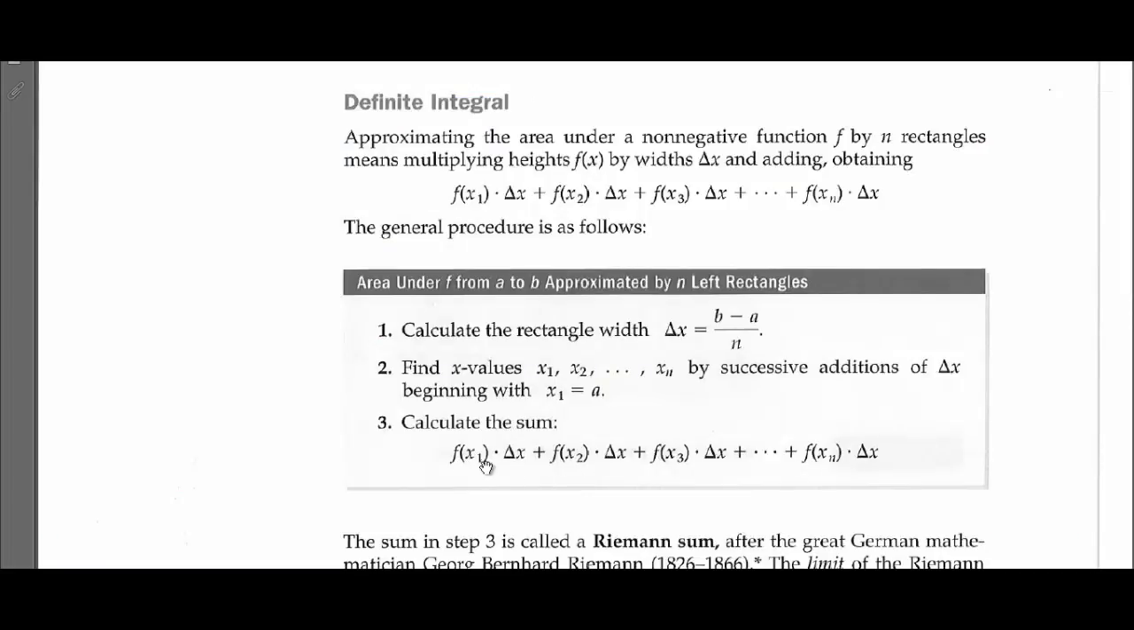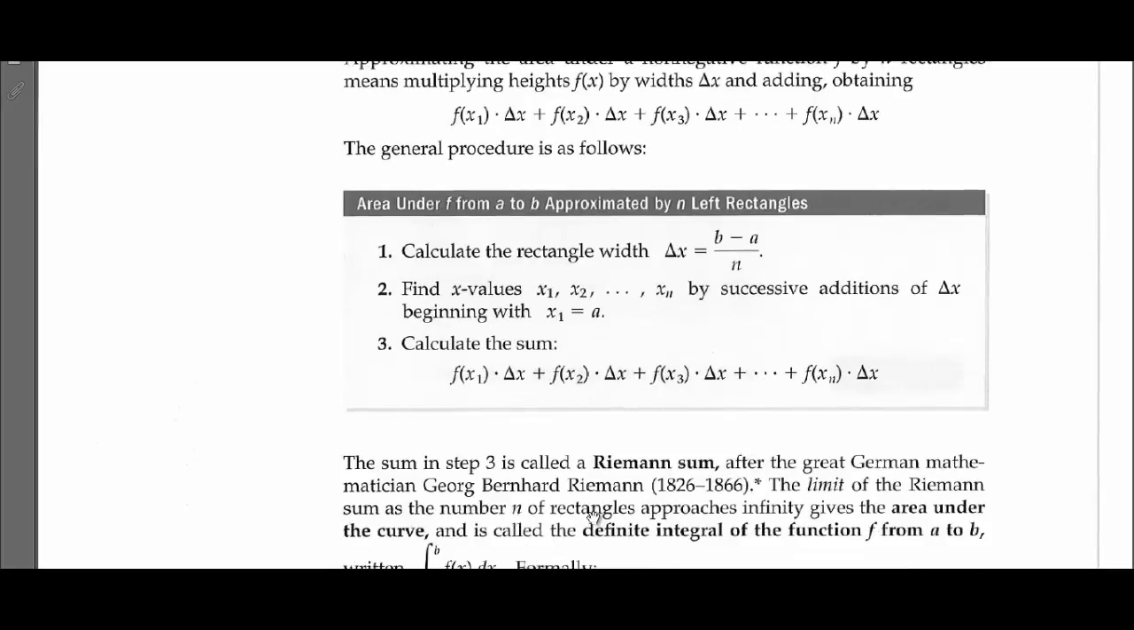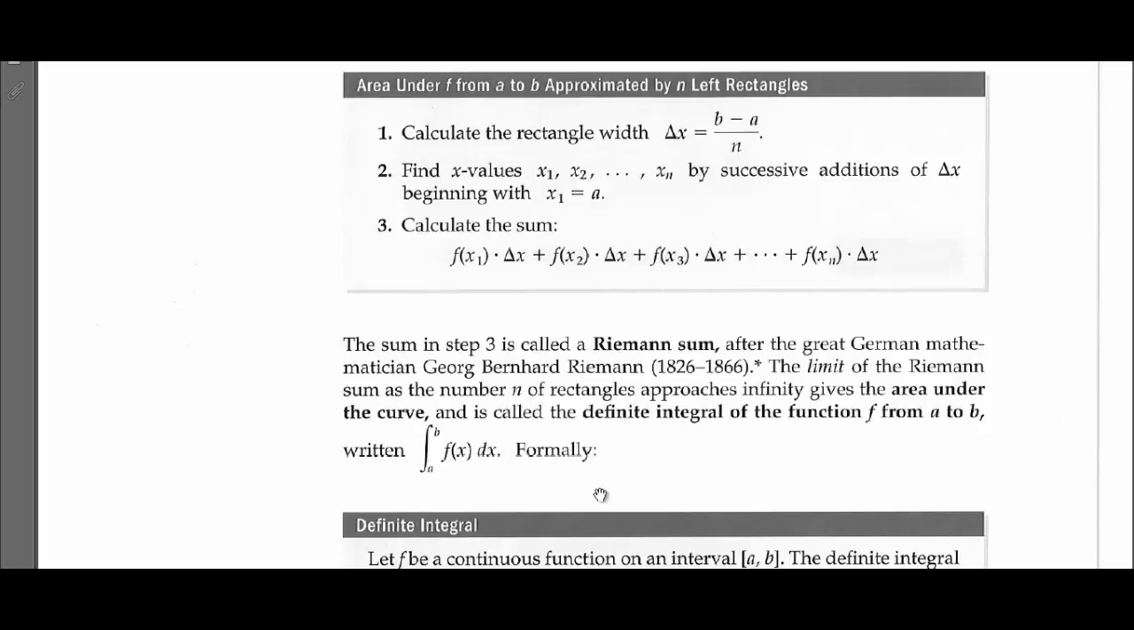Okay, so you take the function of the first rectangle times the base plus the function of the second rectangle, which is the height, times the base, and so on. Okay, this is actually called the Riemann sum, named after the German mathematician Georg Bernhard Riemann. Okay, the limit of the Riemann sum is actually the area under the curve. That is the definite integral.